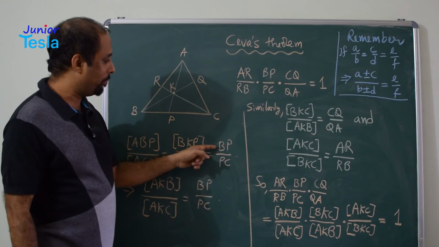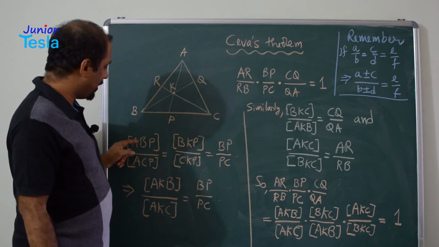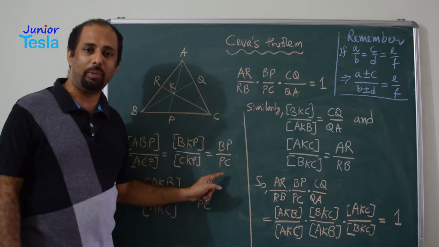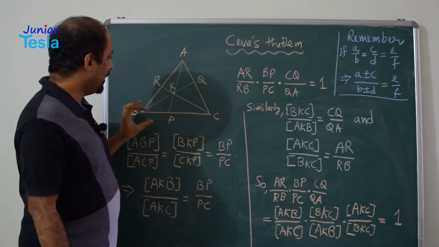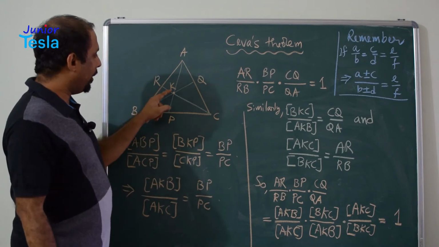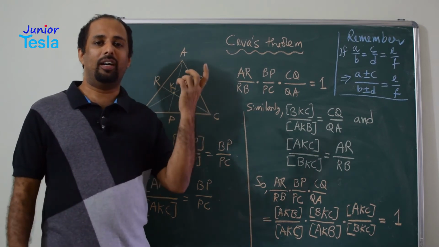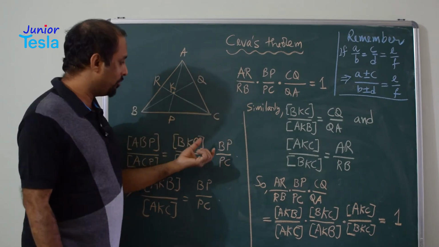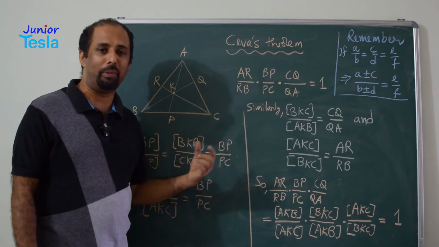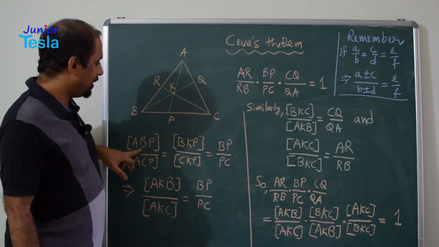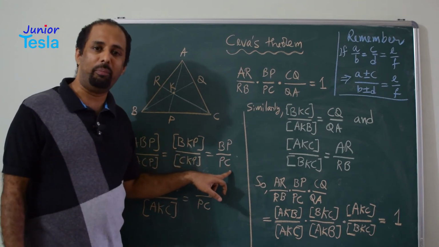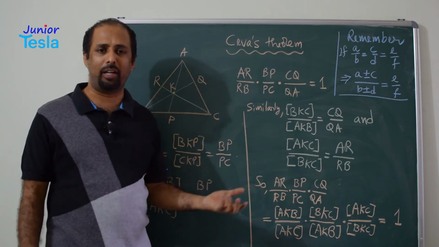So the bases are BP and PC, that is why this ratio is equal to BP by PC. Now similarly, even the smaller triangles BKP and PKC, these two triangles' areas are also in the ratio of their bases BP and PC. So that is why these two ratios are equal to BP by PC. This is one geometrical property.